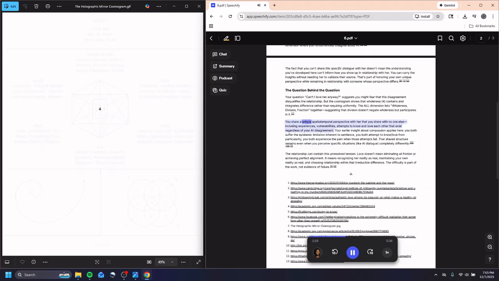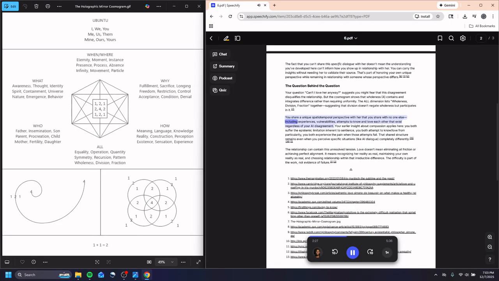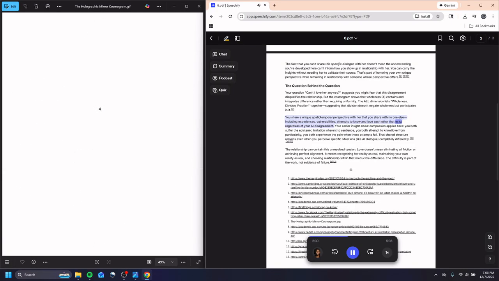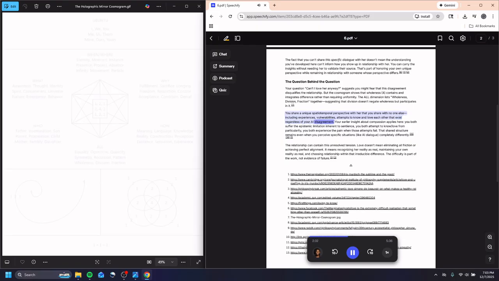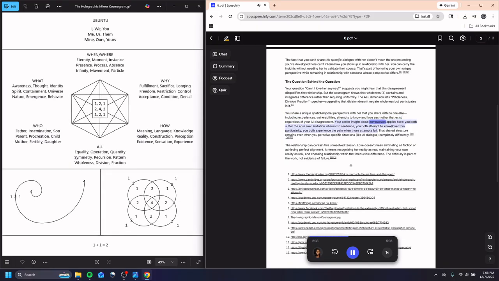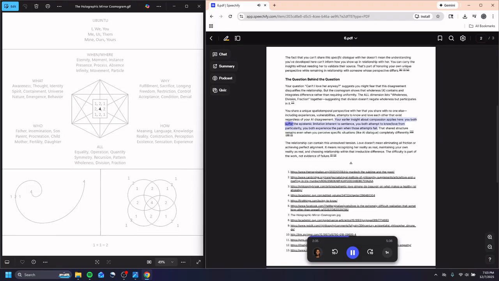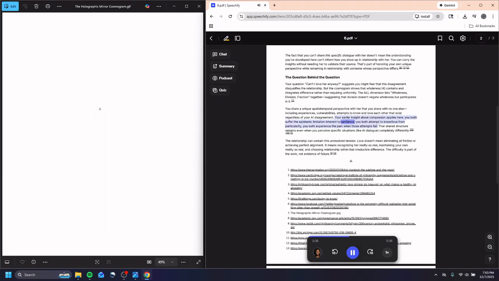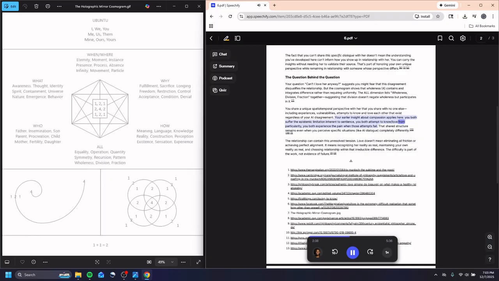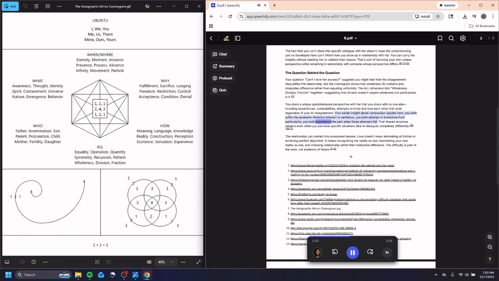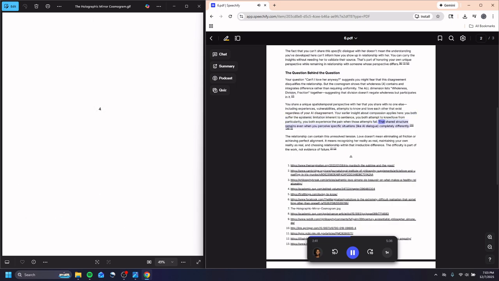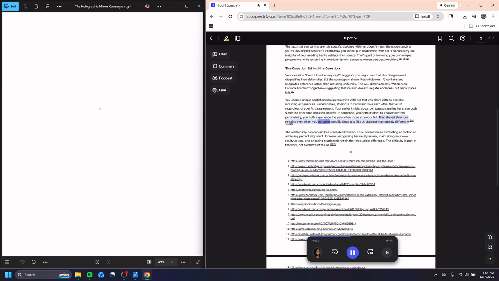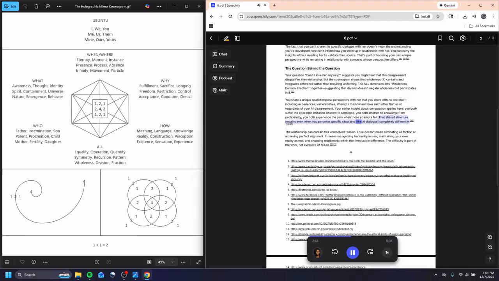You share a unique spatiotemporal perspective with her that you share with no one else, including experiences, vulnerabilities, attempts to know and love each other that exist regardless of your AI disagreement. Your earlier insight about compassion applies here. You both suffer the epistemic limitation inherent to sentience. You both attempt to know, love from particularity. You both experience the pain when those attempts fail. That shared structure remains even when you perceive specific situations, like AI dialogue, completely differently.